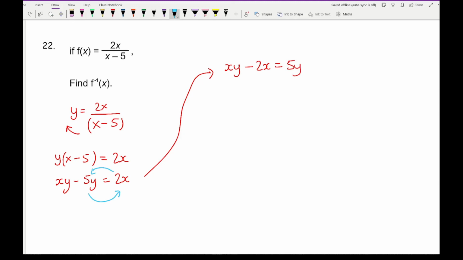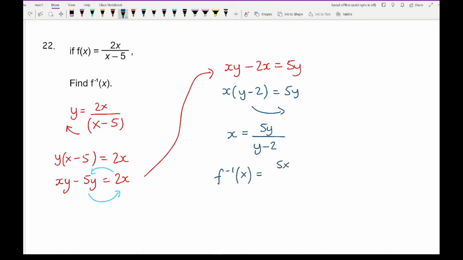Then what you want to do here is factorize with respect to x. So here I've got x times (y minus 2) equals 5y, and then we're going to take this bracket over to the side, so I end up with x equals 5y all divided by y minus 2. And then from this, all we then need to do is do a few replacements. So here I've got 5x over x minus 2 as my final answer.